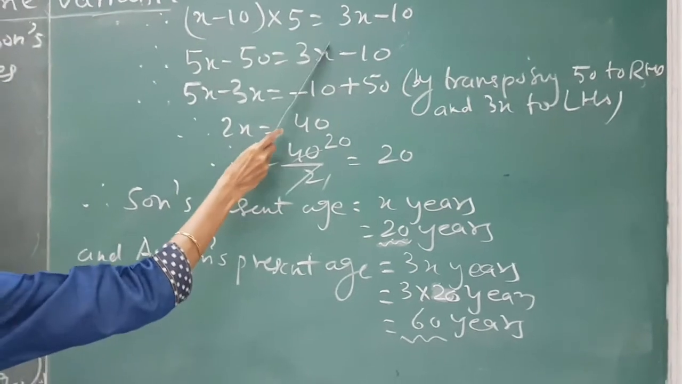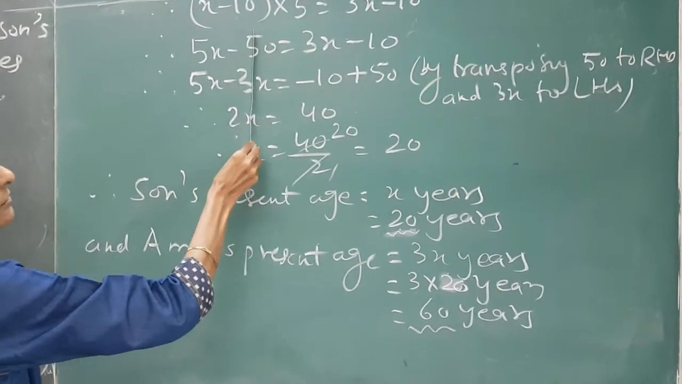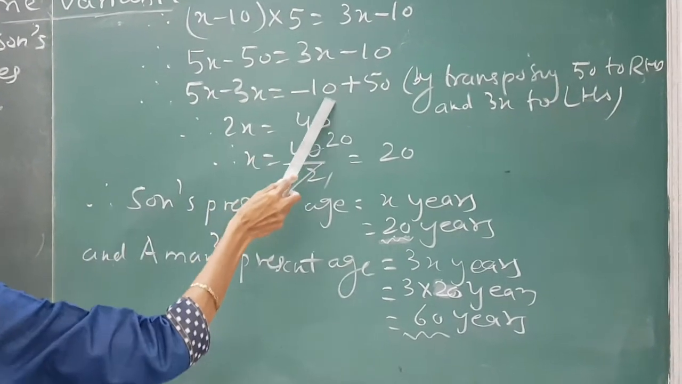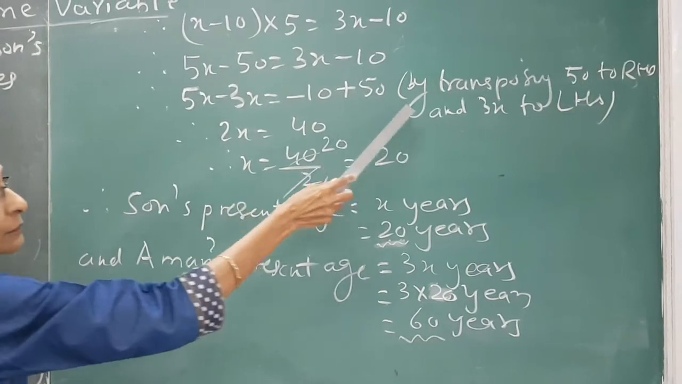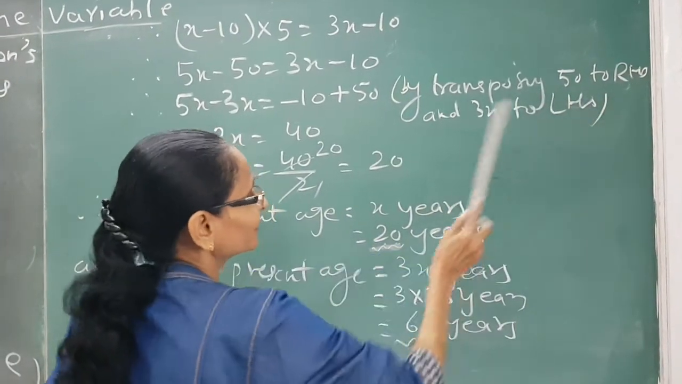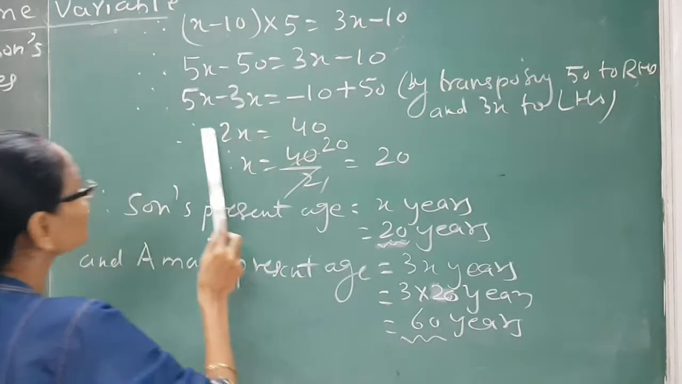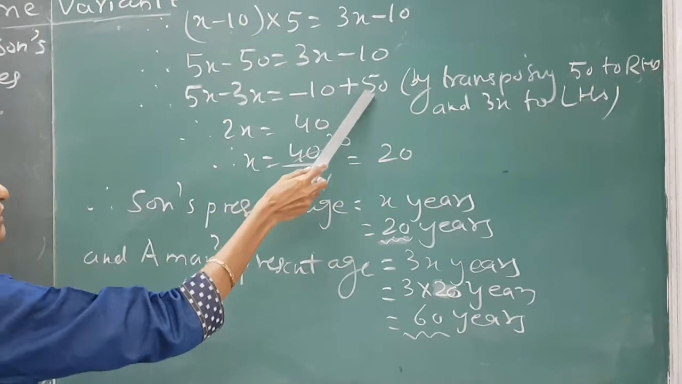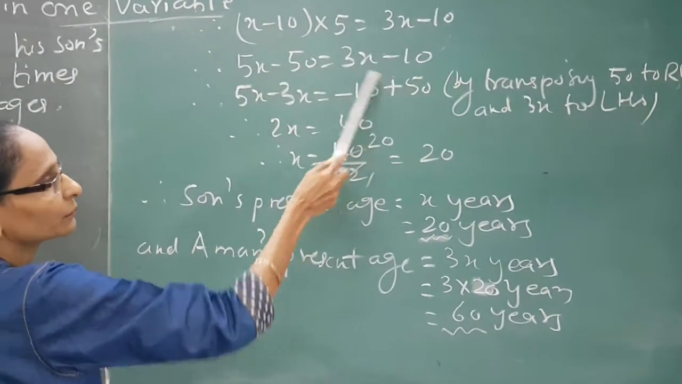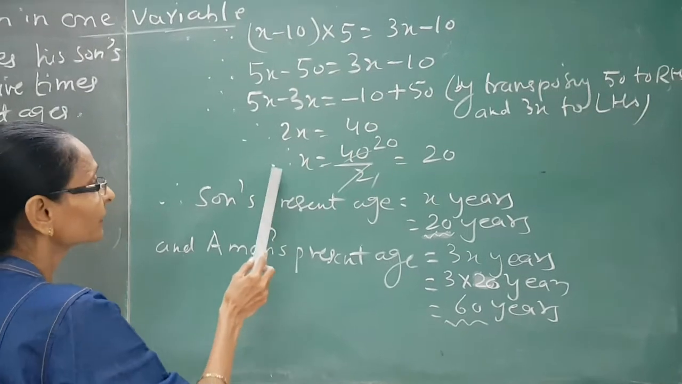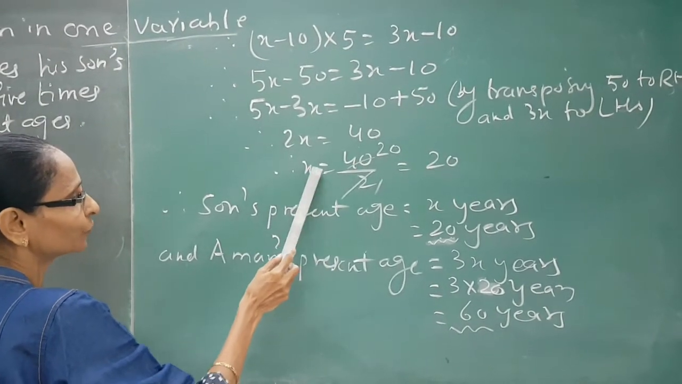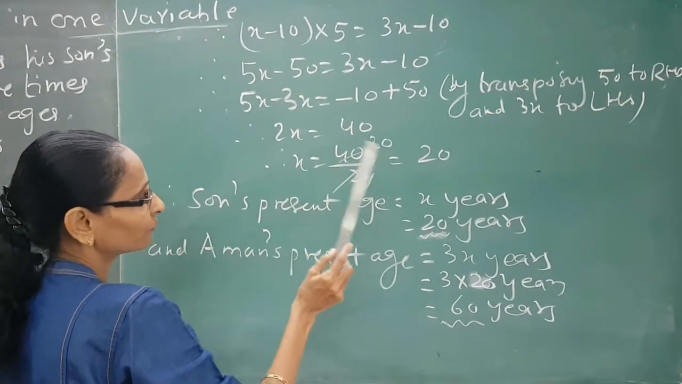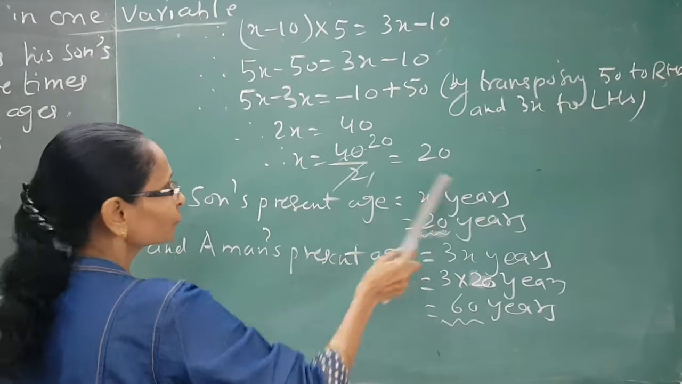Now by transposing 3x to LHS and transposing 50 to RHS, 5x minus 3x is equal to minus 10 plus 50. 5x minus 3x will be 2x. And minus 10 plus 50, minus plus minus, sign of the bigger number, so the answer will be 40. Therefore 2x is equal to 40. Therefore x is equal to 40 upon 2. This 2 I have brought down. 2 ones are 2, 2 20s are 40. So the value of x is 20.